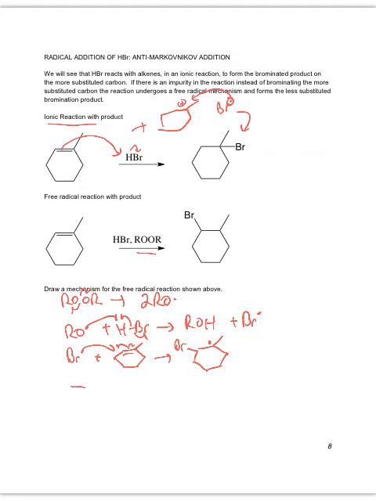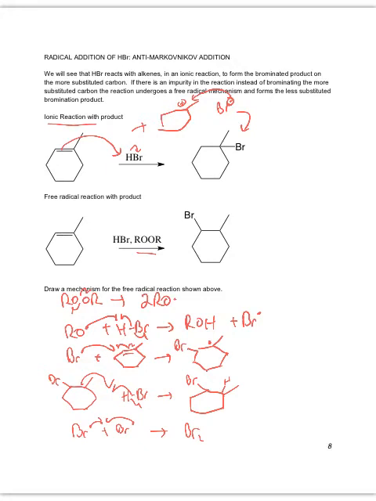Then this tertiary free radical in the next propagation step can abstract a hydrogen off of HBr to form our product, where we added a hydrogen on the more substituted carbon, and then we terminate the reaction with two free radicals coming together to form Br2.